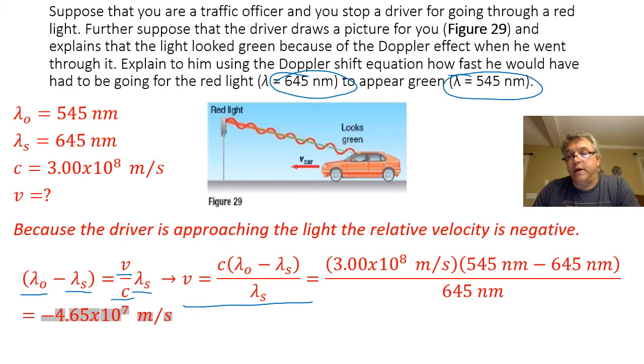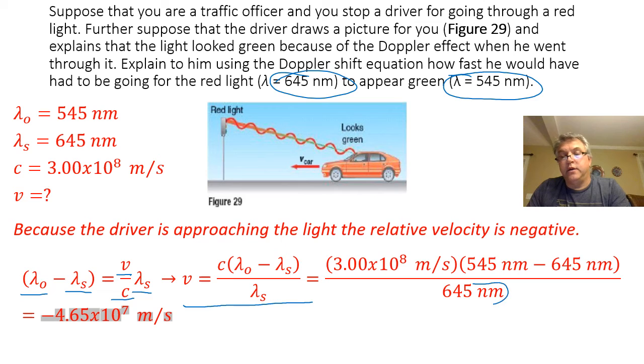Plug my known values into that equation, and I am going to have a velocity, relative velocity between the source and the observer of negative 4.65 times 10 to the 7th meters per second. Once again, I explained this in the last video if you saw it.